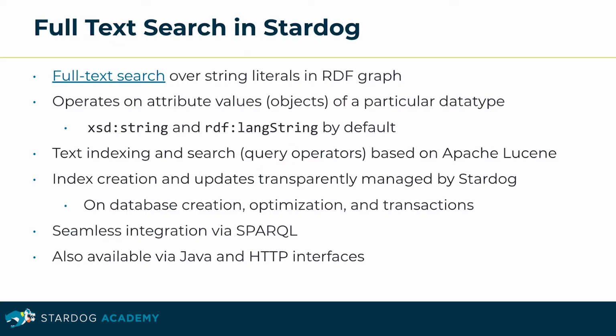The full text search over string literals in RDF graphs operates on attribute values, objects of a particular data type. These are by default plain strings or strings with a language tag. Text indexing and search is based on Apache Lucene and transparently managed by Stardog. The index is updated on database creation, optimization, and transactions modifying the database. It seamlessly integrates with SPARQL and is also available via Java and HTTP interfaces.